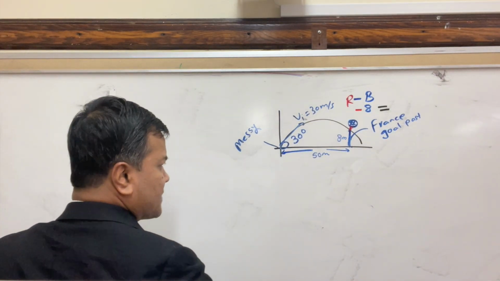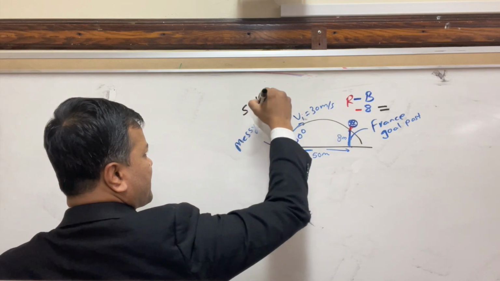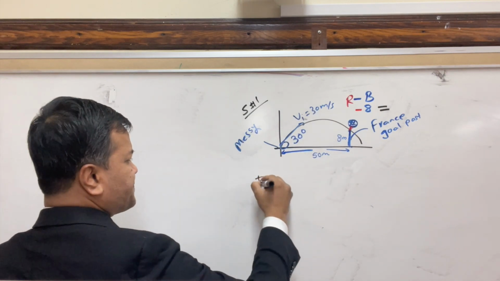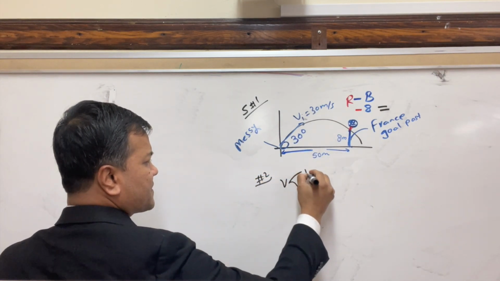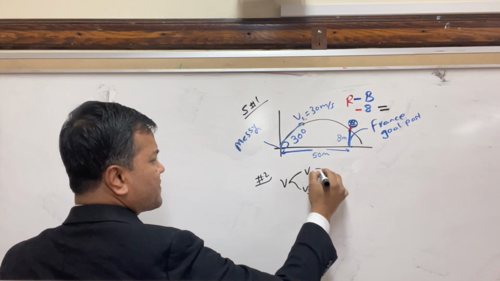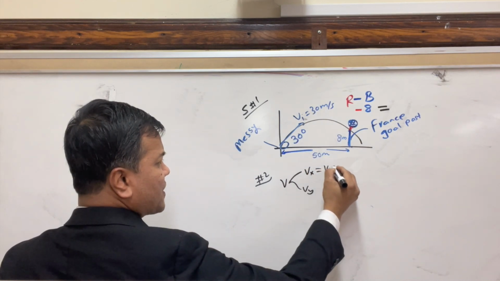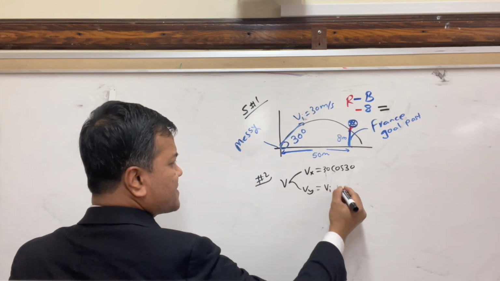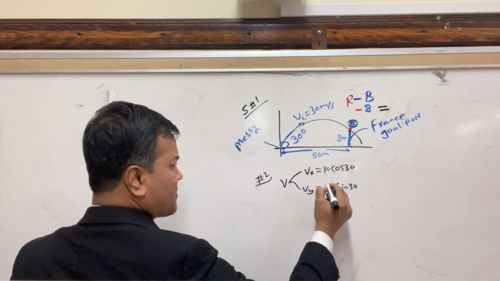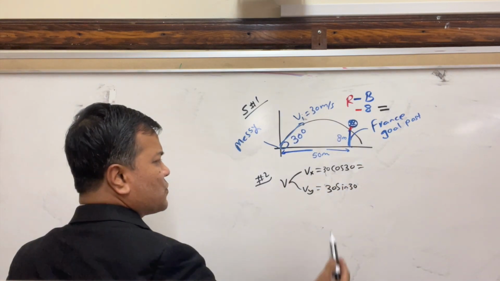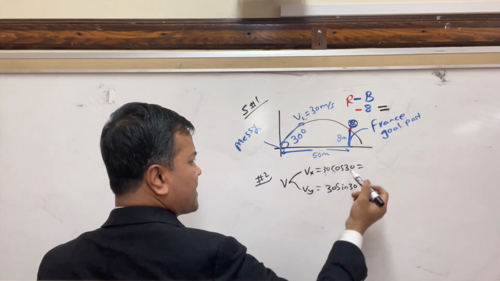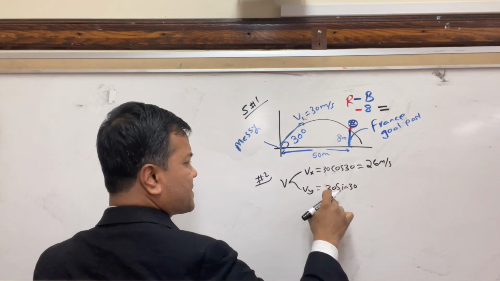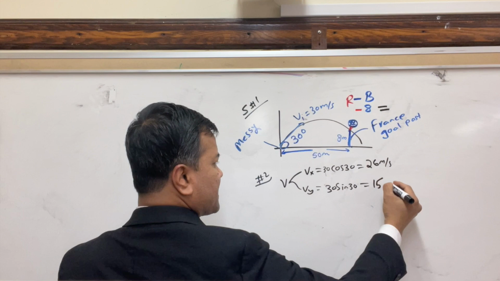Okay, so let's do step 1. As always, you have to draw a diagram, and that is step 1. So let's do step 2. Step 2 is trigonometry, Vx and Vy. What is Vx? Of course, V initial cosine 30. What is V initial? Of course, 30. And this is V initial sine 30. And cosine 30 is 0.87 times 30, which is 26 meters per second, and sine 30 is 0.5 times 30, which is of course 15 meters per second.